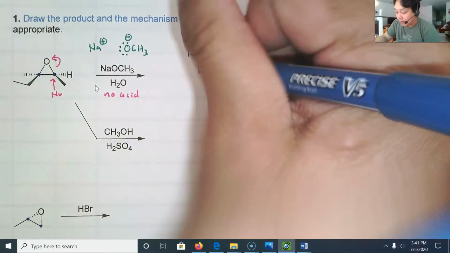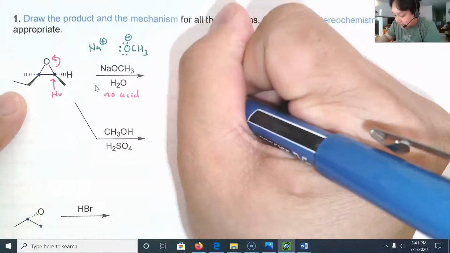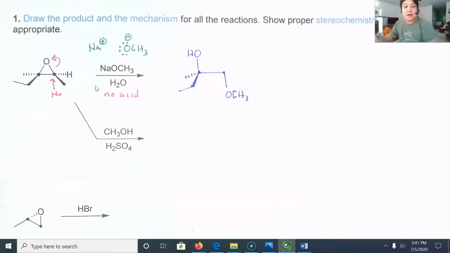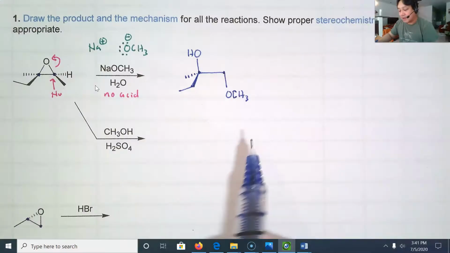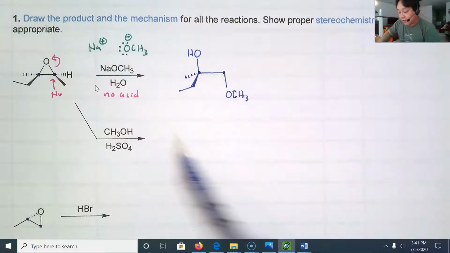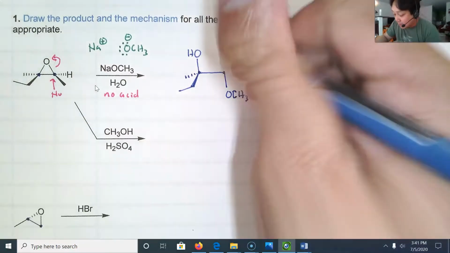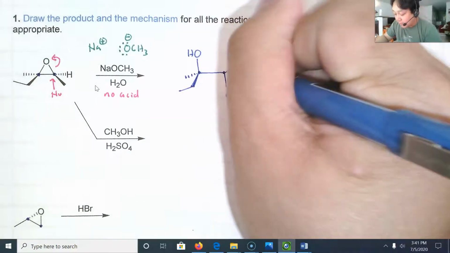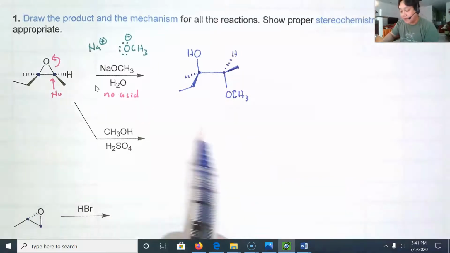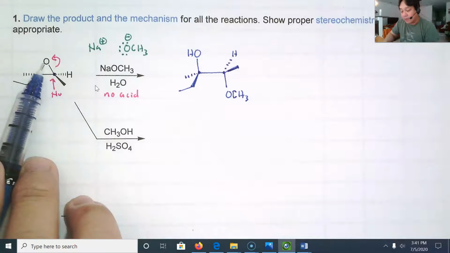That's how I would start the drawing. On the left side, everything stays the same. On the right side, it's SN2 and it's inversion. A puff of wind comes from the bottom and pushes these two groups up. So you still maintain the wedge methyl and the dash hydrogen, but now that last group is down here instead of that O being up here.